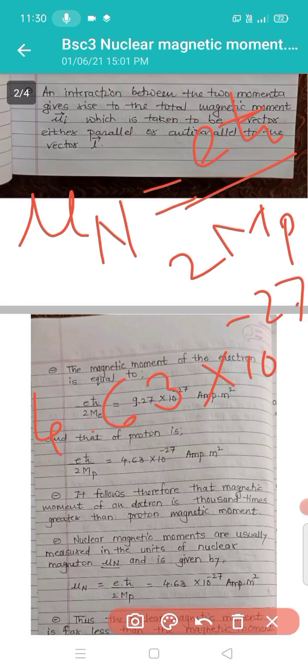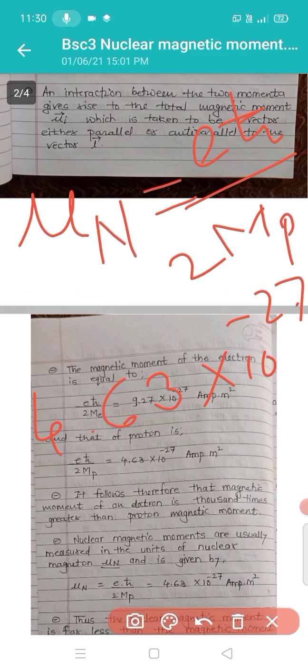Thus, the nuclear magnetic moment is far less than the magnetic moment of an electron. Therefore, the electron cannot be present in the nucleus. Since the nuclear magnetic moments are associated with zero spin, it has no magnetic moment. This is regarding the nuclear magnetic moment.